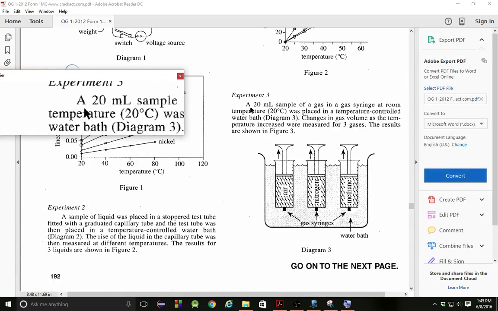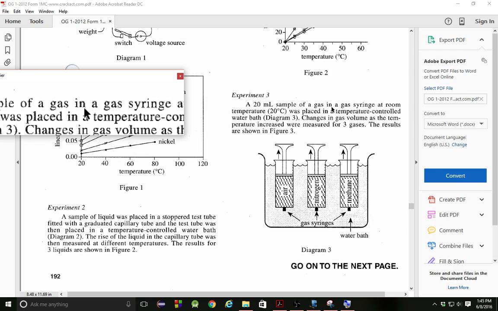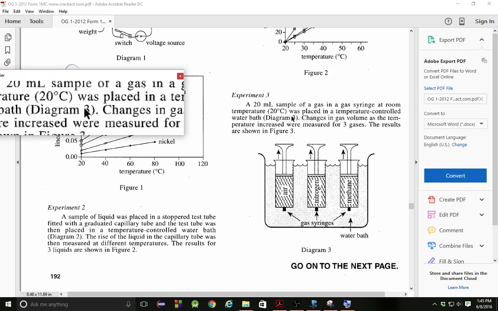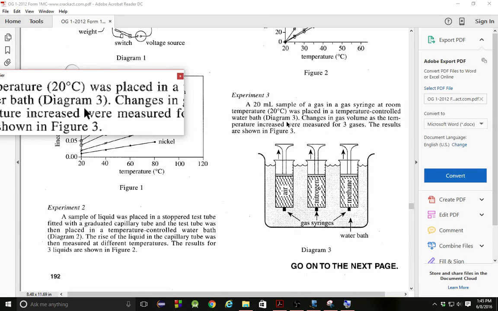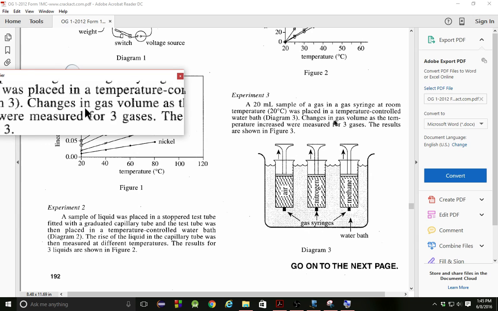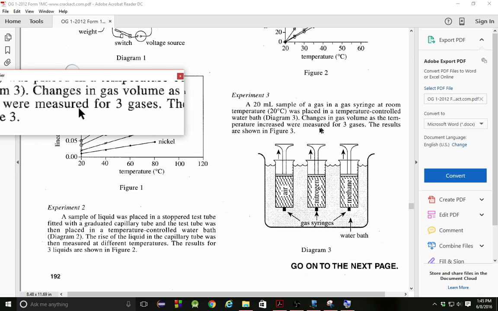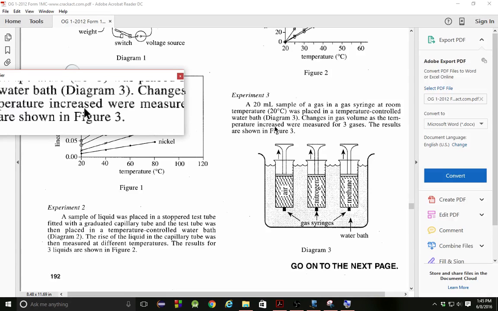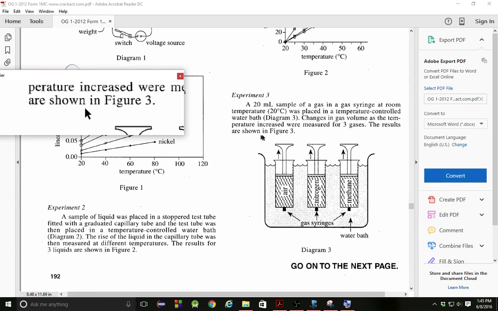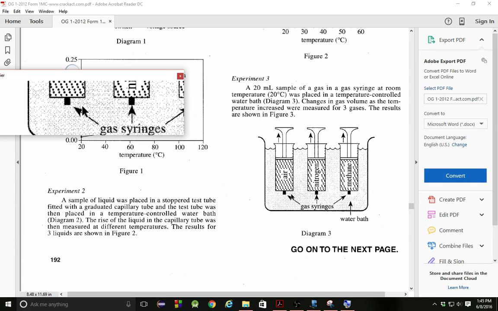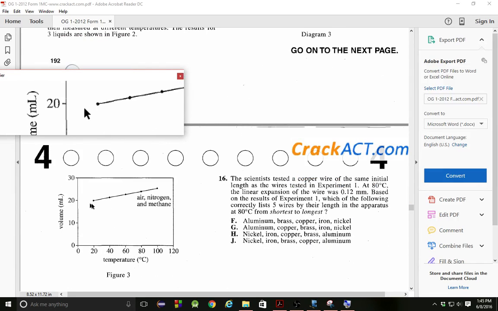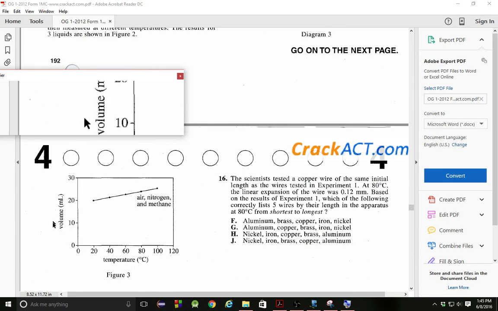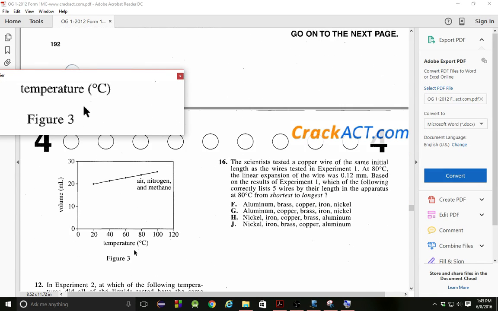Experiment 3. A 20 milliliter sample of gas in a gas syringe at room temperature, 20 degrees Celsius, was placed in a temperature-controlled water bath, diagram 3. Changes in gas volume as the temperature increased were measured for 3 gases. The results are shown in Figure 3. Diagram 3 is over here for what goes on. And here, air, nitrogen, and methane, you see the volume, and you see the temperature in degrees Celsius.